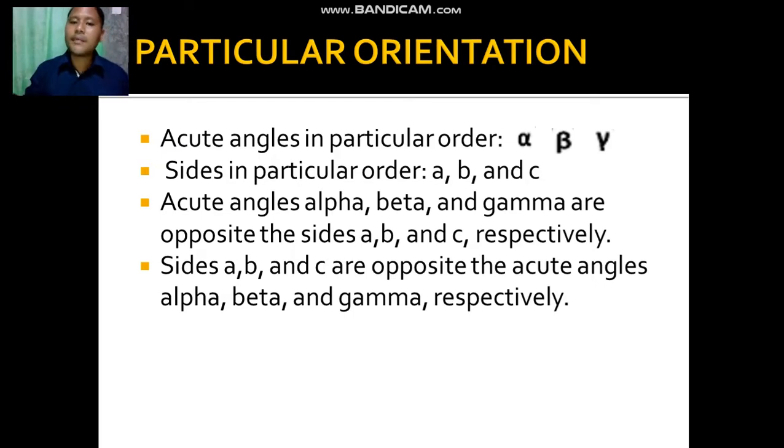Okay, we can even have the reverse. Whenever you have side A, its opposite must be acute angle alpha. Whenever you have side B, its opposite must be acute angle beta. And whenever you have side C, its opposite must be acute angle gamma.